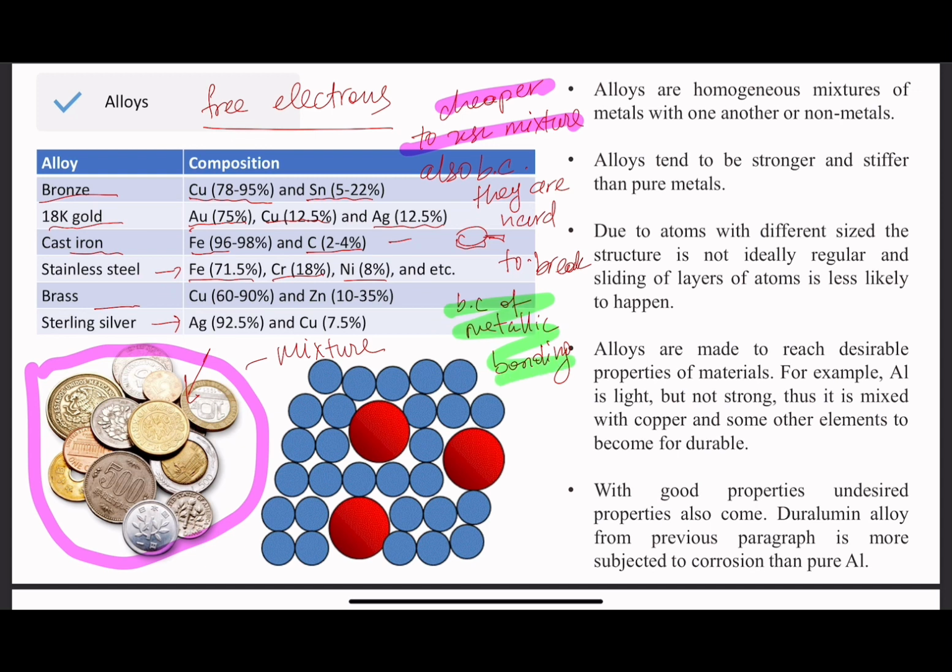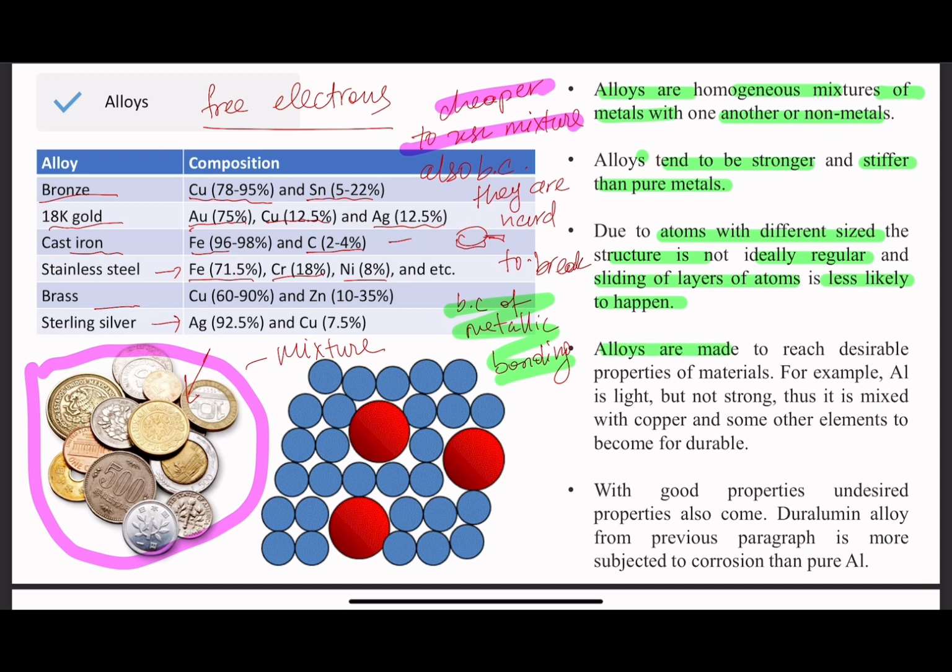So now let's read this through. Alloys are homogeneous mixtures of metals with one another, or nonmetals. Alloys tend to be stronger, stiffer than pure metals. Due to atoms with different size and structure, it is not ideally regular, and sliding layers of atoms is less likely to happen. So when you have a different size of atom, it's less likely that they're going to break.